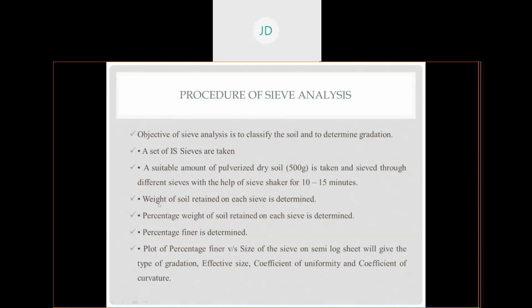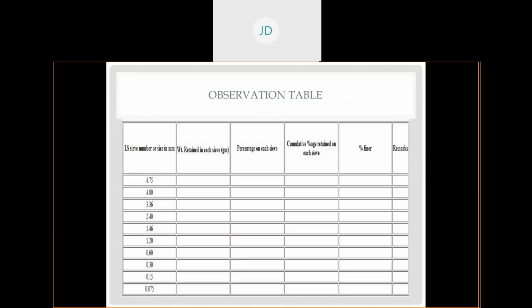After that, we have to take the weight of the soil retained on each sieve. After that, the percentage weight of soil retained on each sieve is determined. After that, percentage finer is determined. Then finally we plot the percentage finer versus size of sieve on semilog sheet, that is semilog graph paper, which will give the type of gradation, effective size, coefficient of uniformity and coefficient of curvature. We'll discuss these terms as they come. So this is the overall very basic procedure.